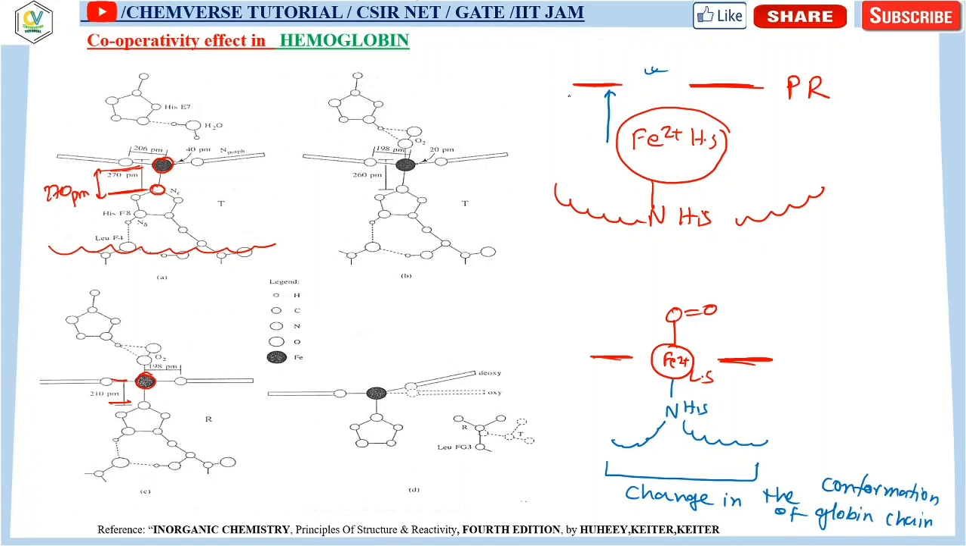So the gap between the porphyrin ring and the iron 2 plus was initially 40 picometer. Now the gap is lesser. So that is why the gap between this porphyrin ring and the nitrogen of the histidine was initially 270 picometer, which is now reduced to 210 picometer. So there will be a change in the 60 picometer if you can compare with this figure. So from here what you can see that there is a change in the globin chain.